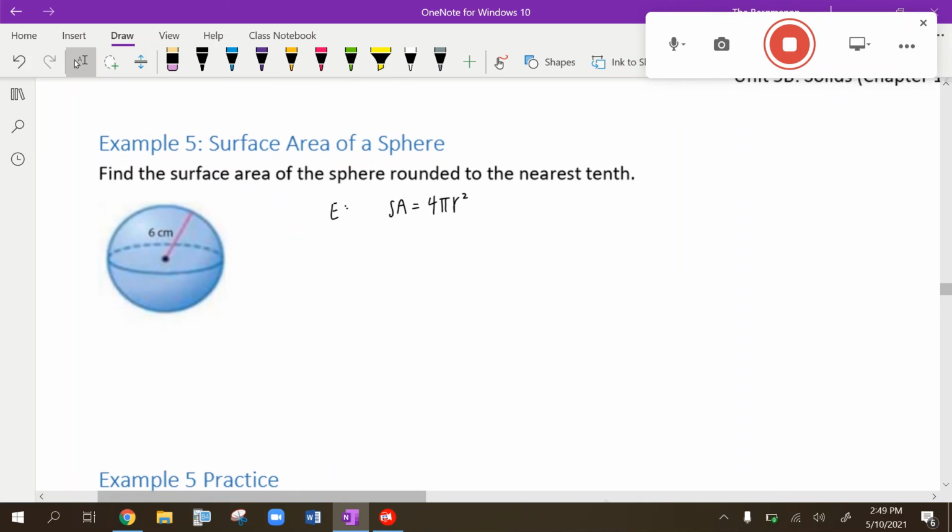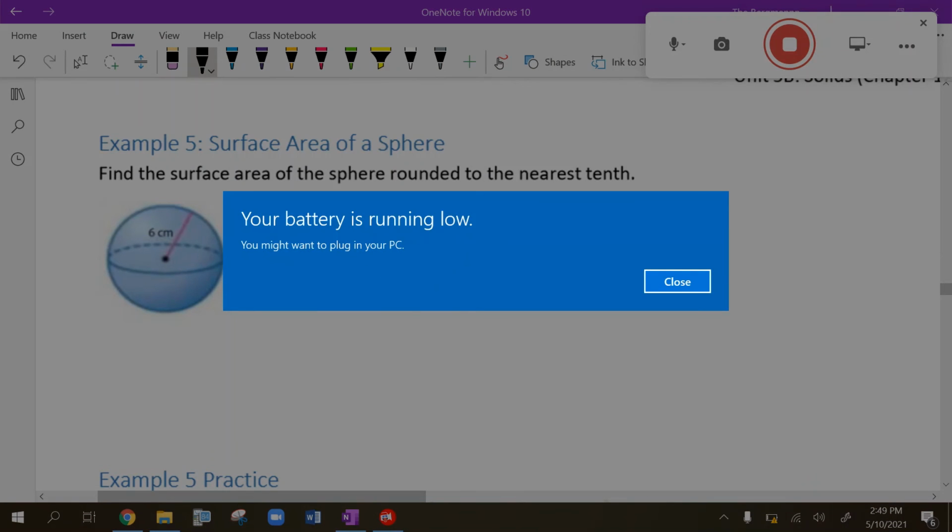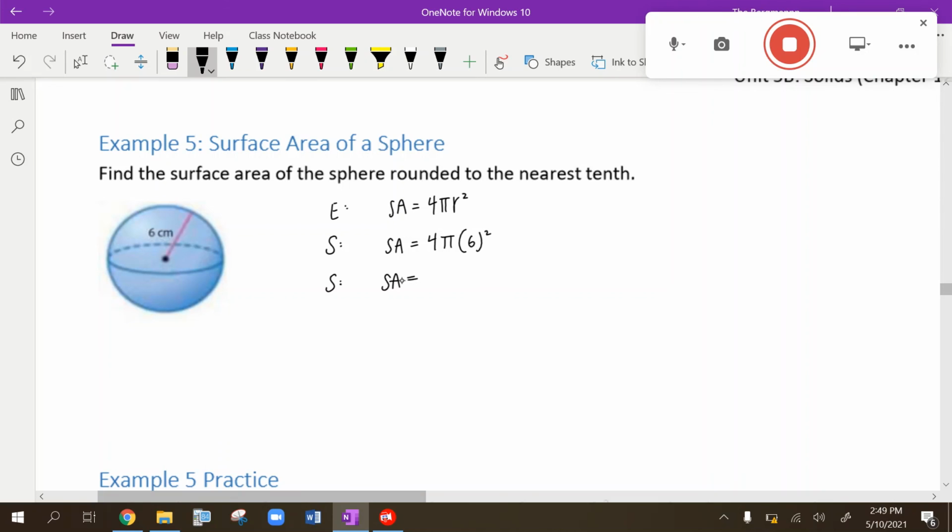Okay, let's use surface area of a sphere. Let me show you how this will work. Now on this one, I already am given the radius is 6. Remember the formula, 4 pi r squared. So I can go ahead and substitute in. This one's pretty straightforward. Substitute the 6 in for the radius. To solve, the surface area is already alone, so I can go ahead and plug it into my calculator.